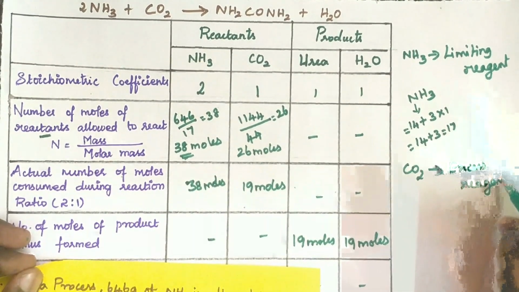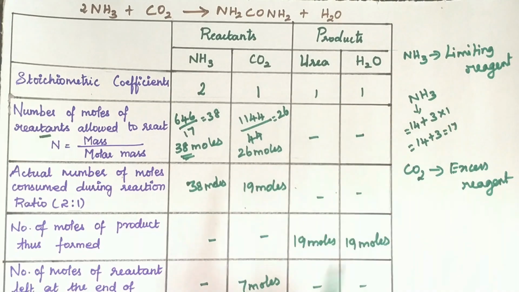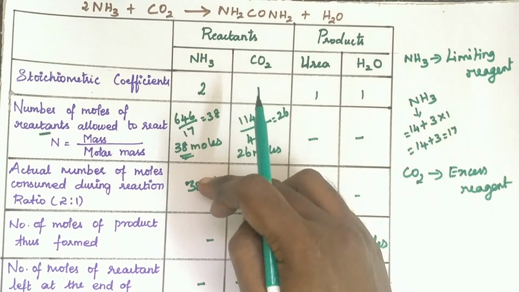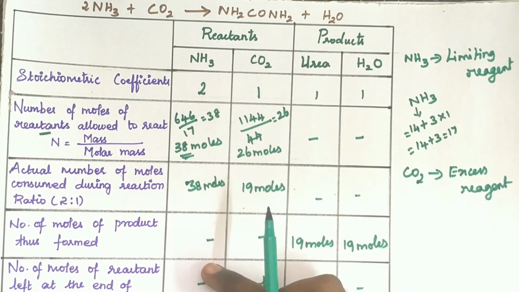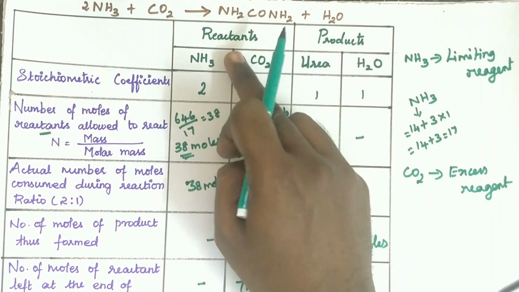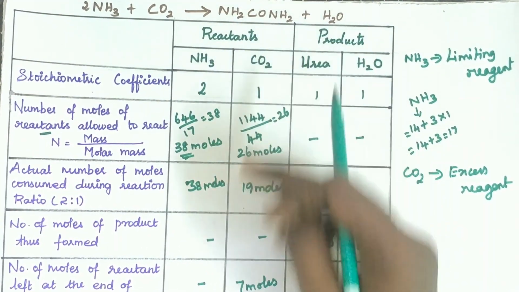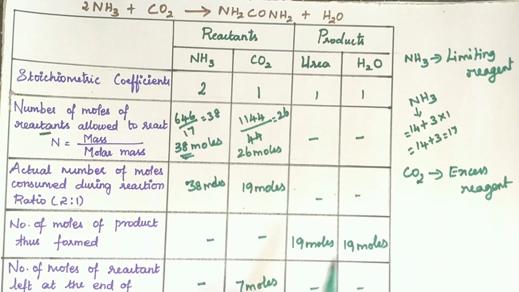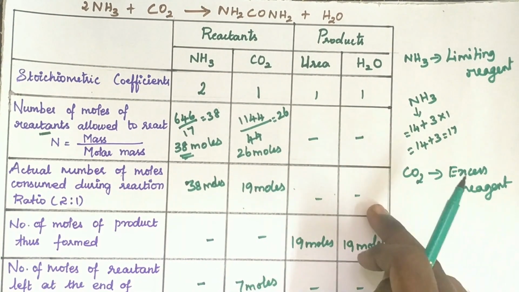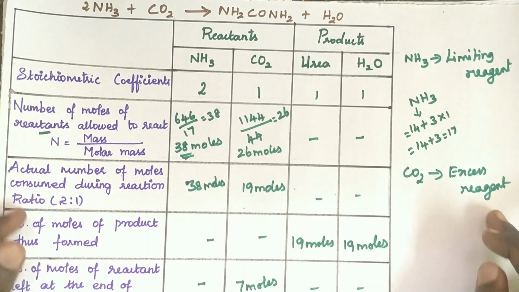Carbon dioxide is an excess reagent, because for ammonia, when you subtract 38 by 38, you get no value. That means all the ammonia is completely consumed in the reaction. But in the case of CO2, we have 7 moles left. So this CO2 is said to be the excess reagent.